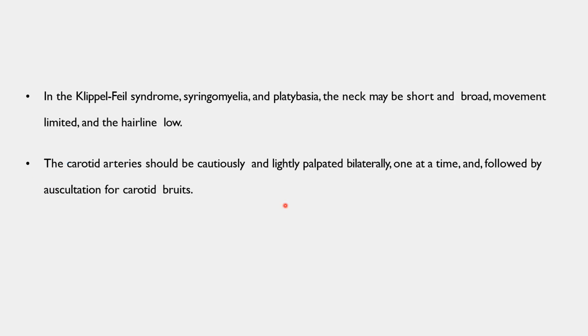Next. In Klippel-Feil syndrome, syringomyelia, platybasia, the neck will be short and a low hairline will be there. There will be restriction of neck movement also. Next.